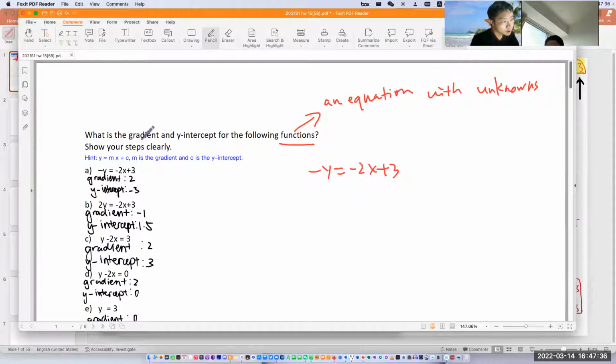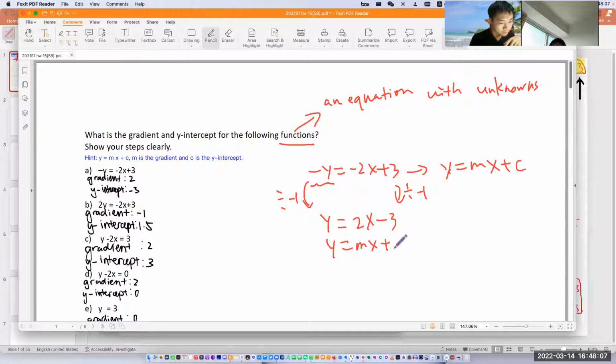Okay, over here, you need to get this into the y equals mx plus c format. Over here you can clearly see that you don't have the y, you have the minus y. So you need to do a bit of transformation first. Once you have done the transformation, you get y on the left, 2x here, and -3 here. So now you can compare to the format. You get m equals 2, and c equals -3.